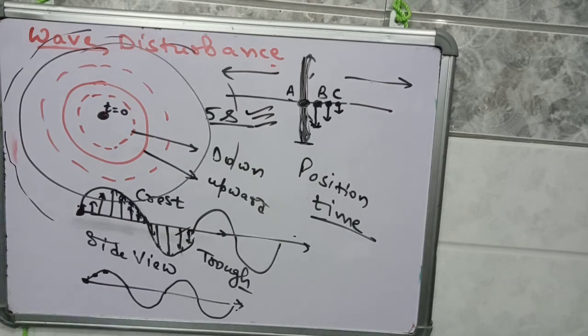Let us discuss some of the characteristics of wave motion. So what are the properties of wave motion? In a wave motion, disturbance travels through the medium due to periodic oscillations of the particles of the medium about their mean position.